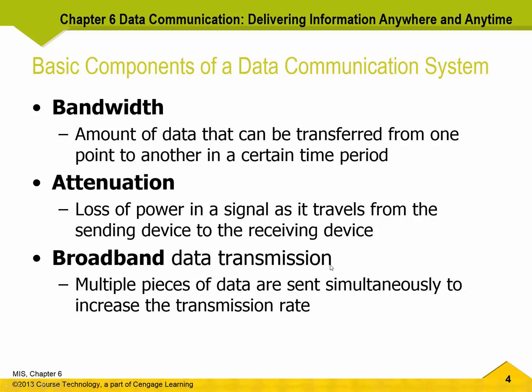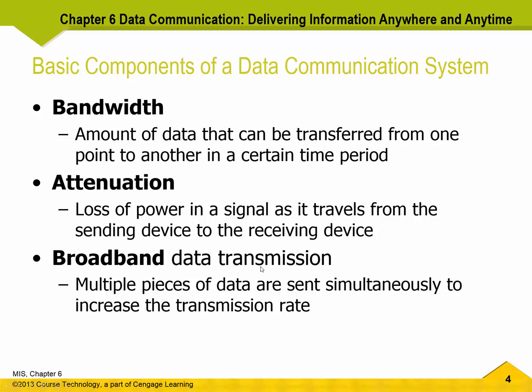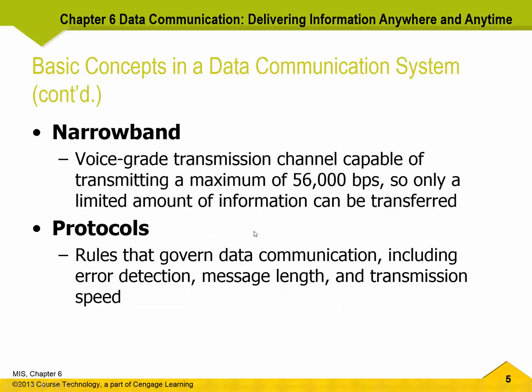Okay, broadband is just the way that we send information, and you see here multiple pieces are sent simultaneously, whereas in narrowband we don't send as much at the same time. Now we have protocols. We talked about those in the last lecture, chapter 5. We mentioned these. Read about them in this chapter because protocols are very important as they govern the rules of data communication. So for example, you're talking to someone and you don't understand what they've just said.